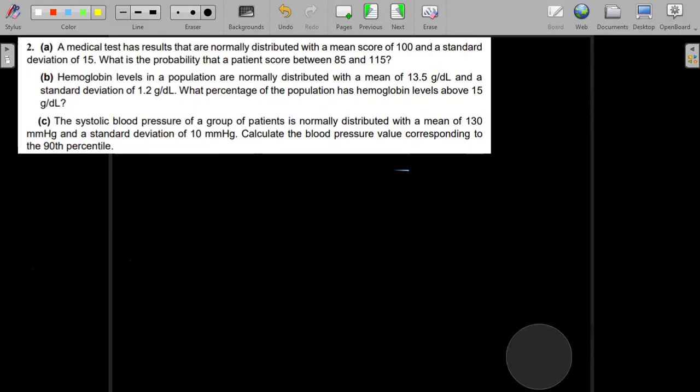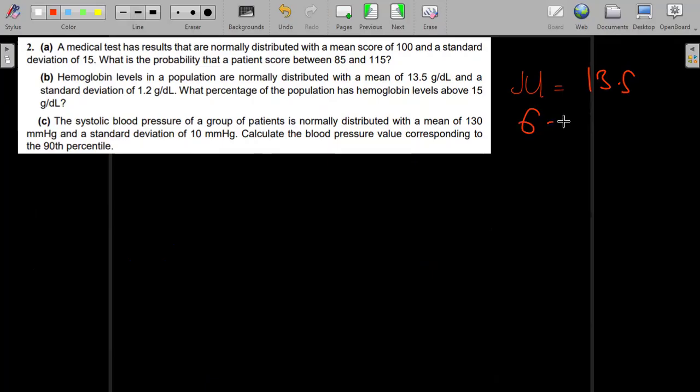We'll be doing basically the same thing. They're now putting questions in practical form. Here they're saying hemoglobin levels in the population are normally distributed with a mean of 13.5, and we can ignore the units. The standard deviation is 1.2. What percent of the population has hemoglobin levels above 15? This is the same as finding the probability that X is greater than 15.